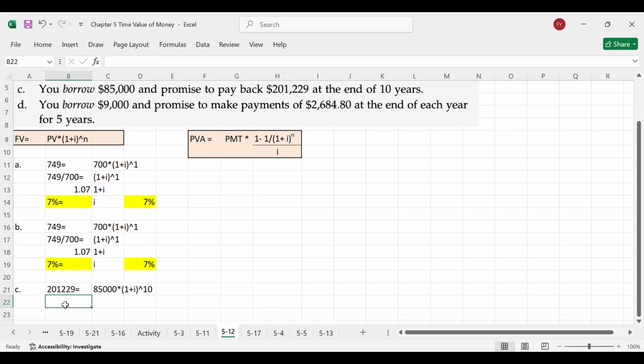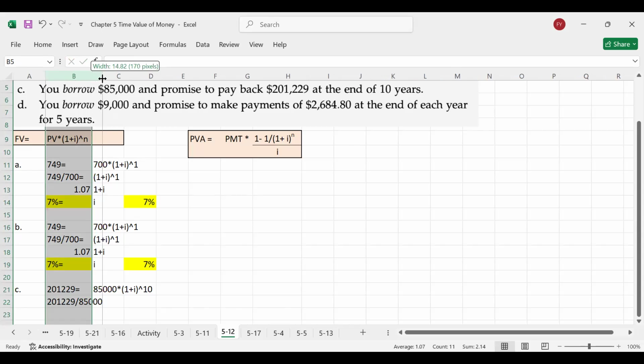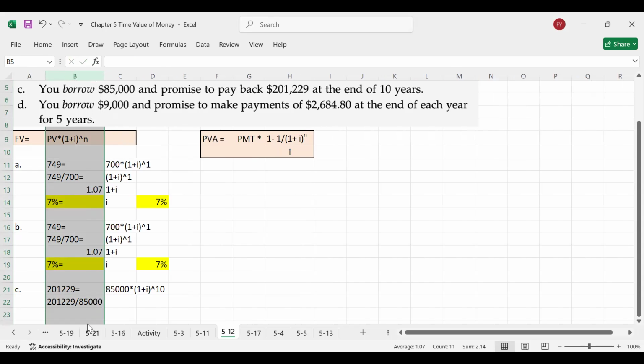So 201,229 is divided by 85,000. In the next step, we divide this by 85,000 because we are moving this 85,000 to the other side of the equation, as it is multiplying on this side. So on the other side, this is going to be divided by.